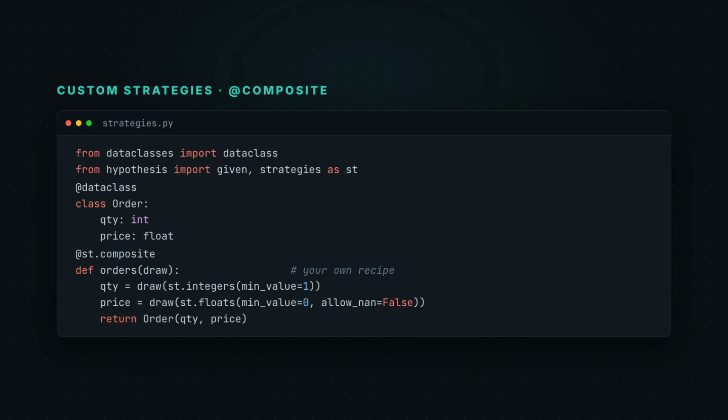Now the given decorator uses orders. And every test gets a valid, sensible order. Never a negative price. Never a broken object. You're generating your own domain now, not just numbers.